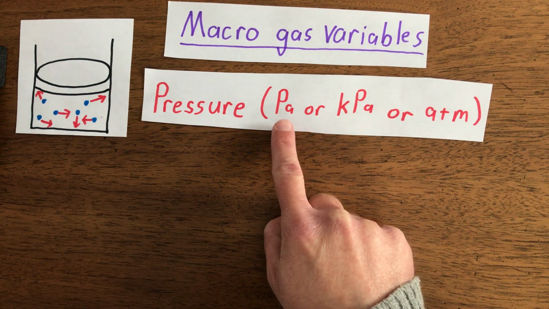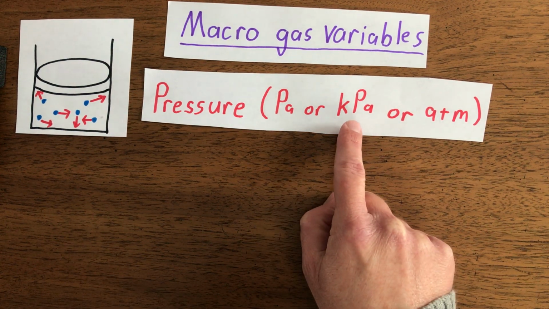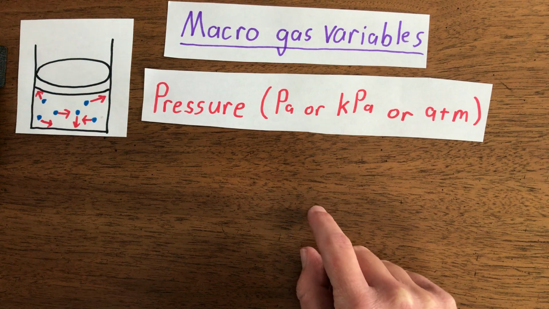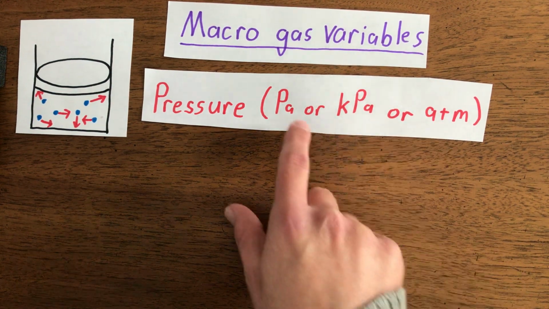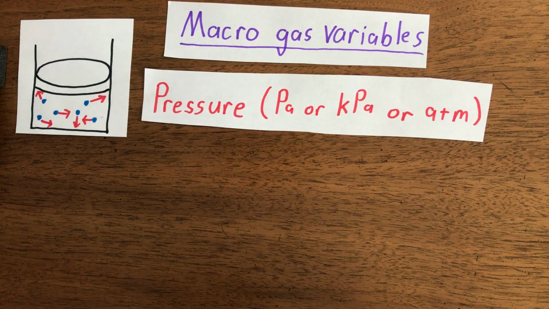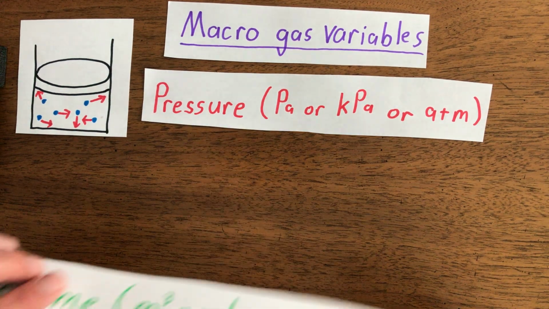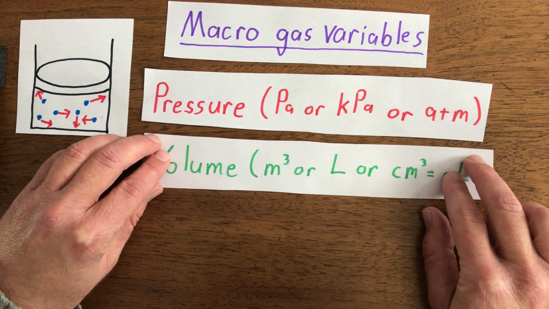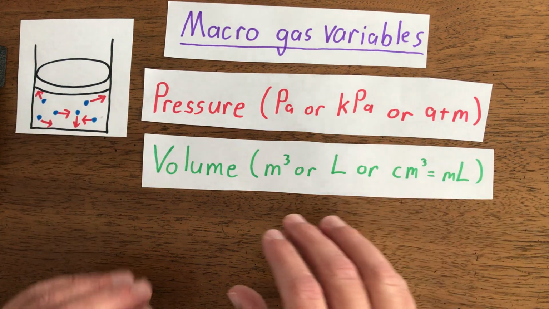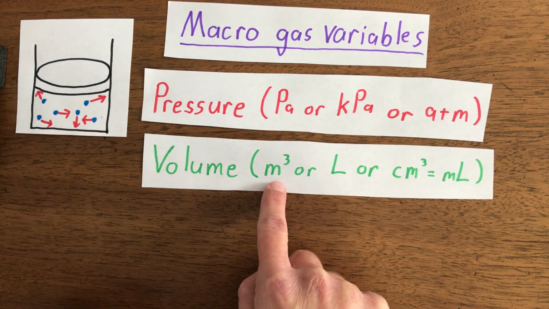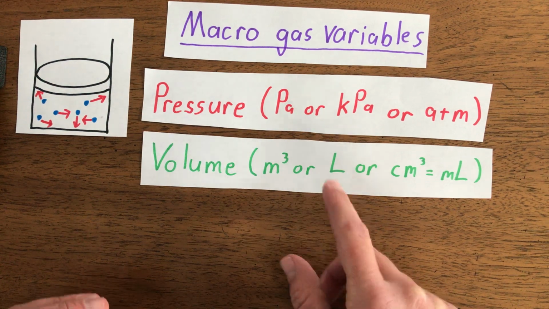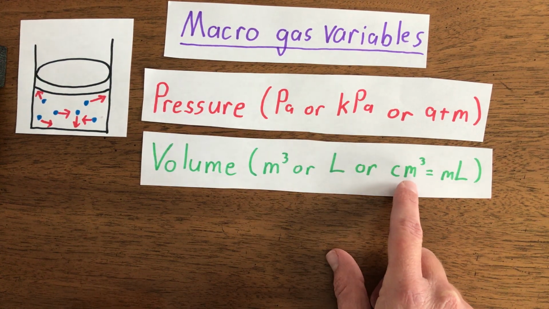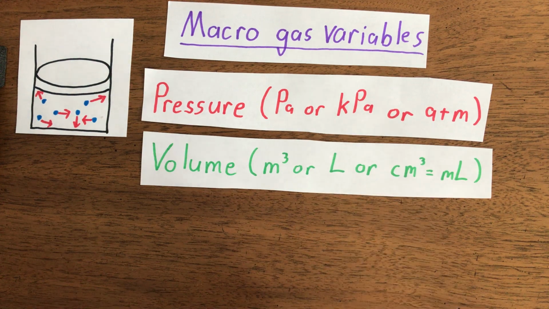We'll tend to measure that in pascals, or you'll often see kilopascals because a pascal is not that much pressure. Or you could see atm, which you tend to use more in chemistry; we'll typically use pascals here. Another big macro variable of the gas is the volume. In physics, we tend to measure it in cubic meters. In chemistry, you tend to use liters, or cubic centimeters, which is the same thing as a milliliter, but we'll tend to use cubic meters.